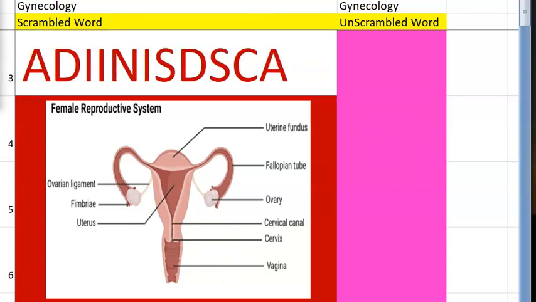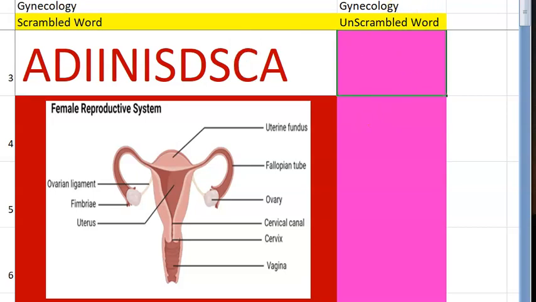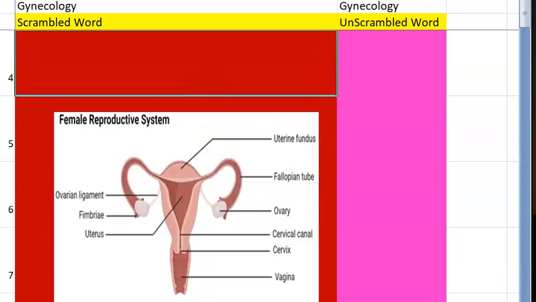And the third one is, what do you think this one is, guys? It is starting with a C, a fungal infection, candidiasis. Very good, guys. Let's go to the fourth one now.